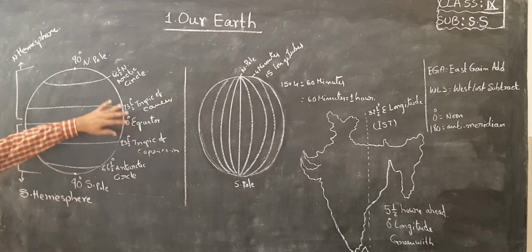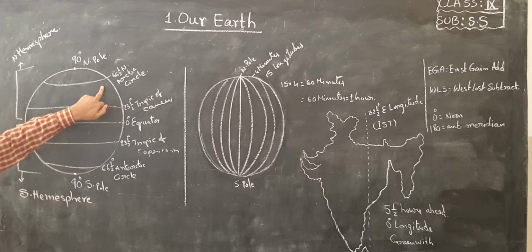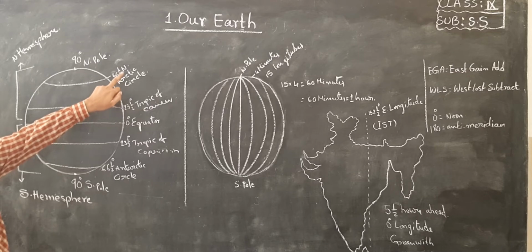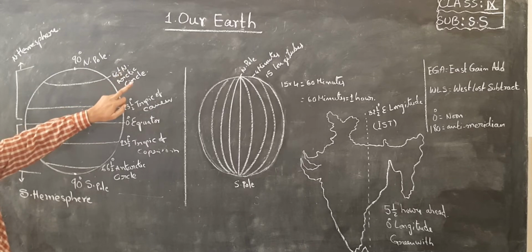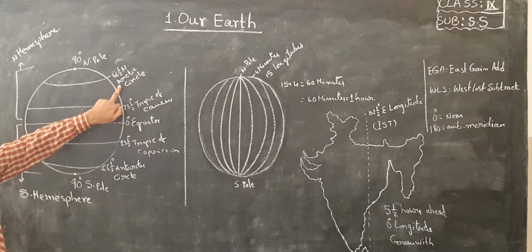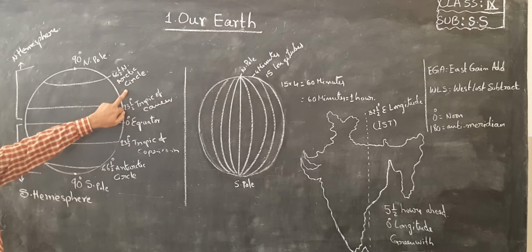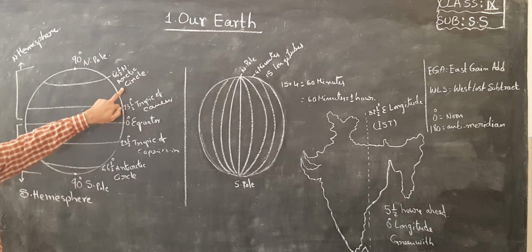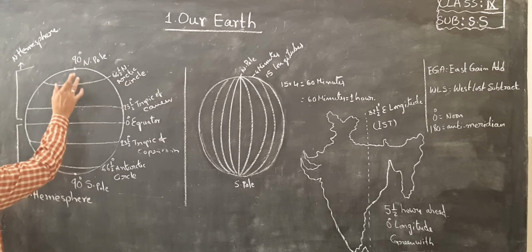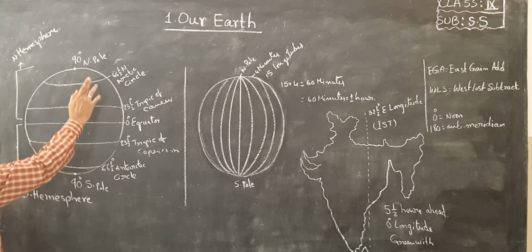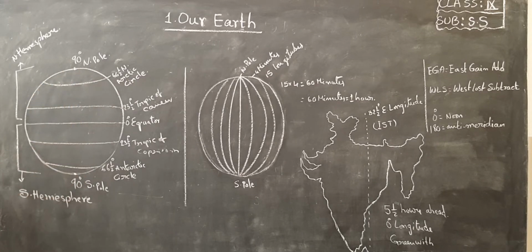Okay, now children, another important one in the northern hemisphere is the 66 and a half degree latitude. It is called Arctic Circle. What is it called? Arctic Circle. These all latitudes are high latitudes. What are they? High latitudes. So this is 90 degree.